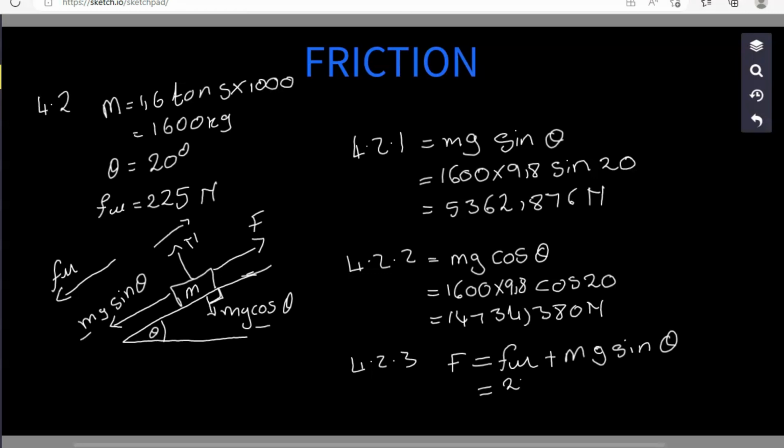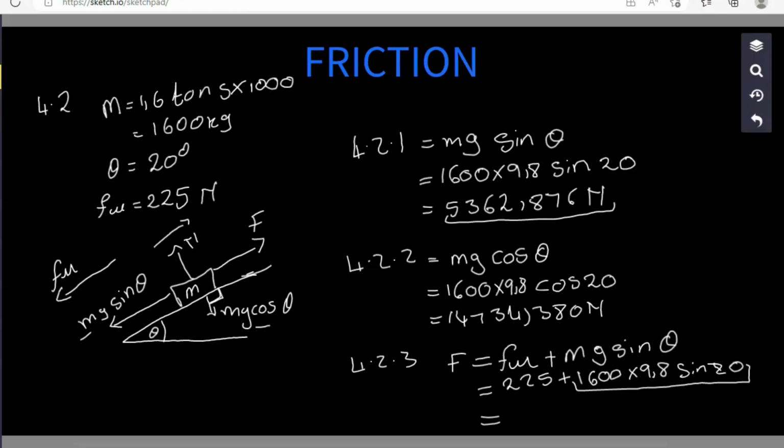Our frictional force was given as 225. Our mass is 1,600. Our gravitational acceleration is 9.8. Then it's sine theta. Our theta is 20. Because we already calculated mg sine theta, you can put that value in its place. It's going to give you the same thing. So whether you substitute the whole thing or you say I already have the value, there's no difference as long as you get the correct answer.